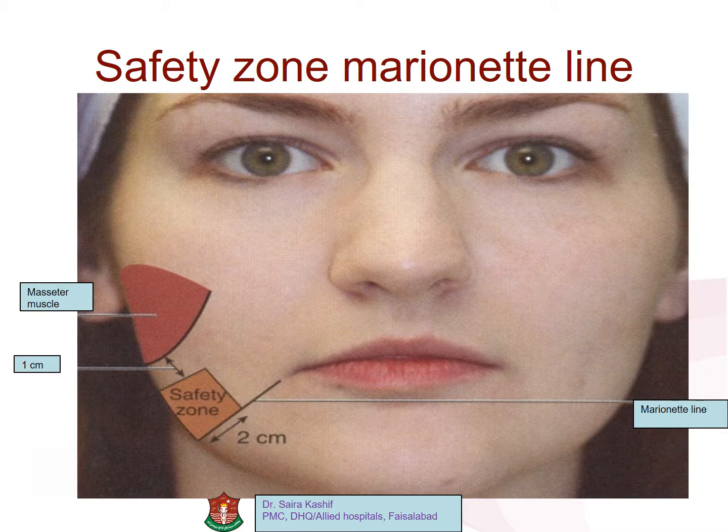What is the safety zone for this marionette line? The safety zone lies 1 centimeter anterior to the masseter muscle. For the masseter, you ask the patient to clench the teeth and palpate. You can palpate the contracted masseter muscle. So it should be 1 centimeter away from the anterior border of the masseter. This is the masseter. Keep it 1 centimeter away and posterior to this marionette line, and include the 2 centimeter area on the mandibular margin. This is the mandibular margin. Okay.